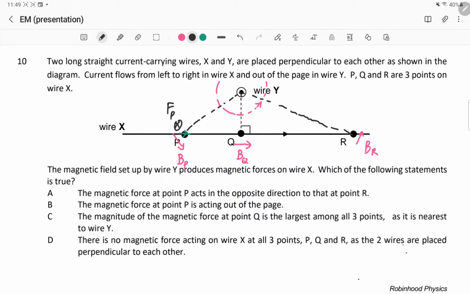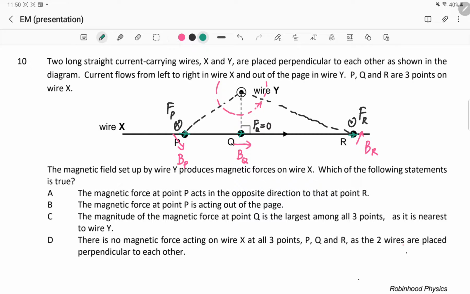Force at point R: current is generally to the right, but the B field is generally upwards. So apply Fleming's left-hand rule. The force at point R will be this way. Force at Q, no need to do anything, it's zero, because the wire is parallel to the magnetic field.